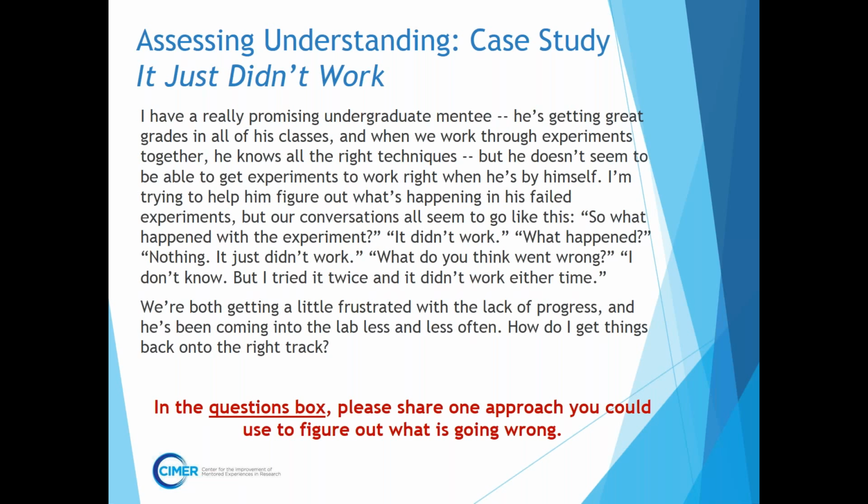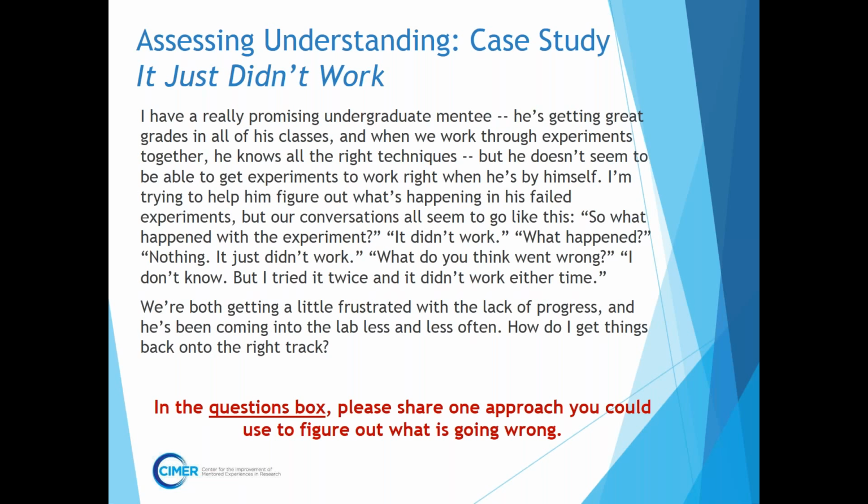I'm trying to help him figure out what's happening in his failed experiments, but our conversations all seem to go like this. So what happened with the experiment? It didn't work. What happened? Nothing. It just didn't work. But what do you think went wrong? I don't know. But I tried it twice and it didn't work either time. We're both getting a little frustrated with the lack of progress, and he's been coming to lab less and less often. How do I get things back on the right track?